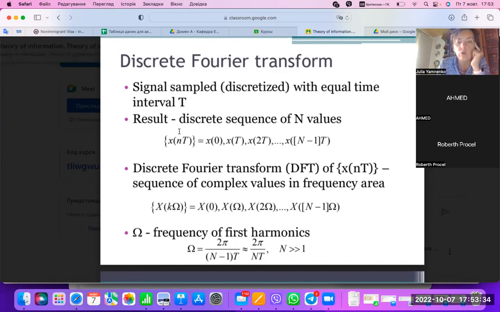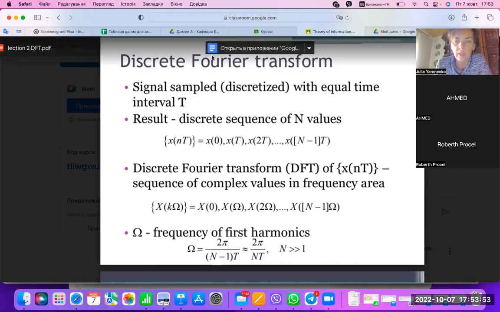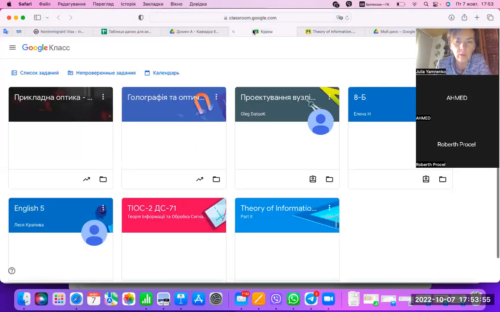Okay. Understand? Yes, teacher, it's clarified. For the original function, we have a counter n for small x, yes? But for the spectrum, we have another counter, k. Yes, counter k. Yes, that is understood. Okay, so could I go to the practical? Yes, teacher, thank you.